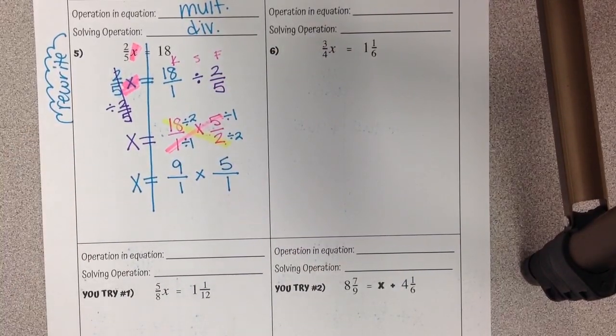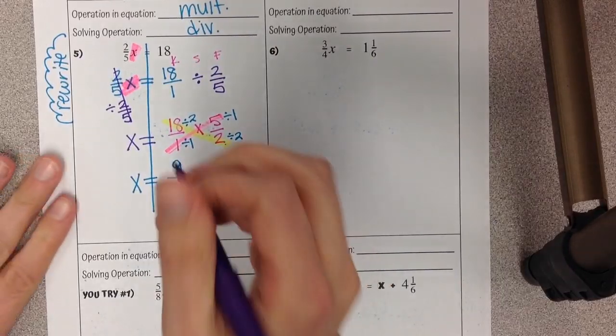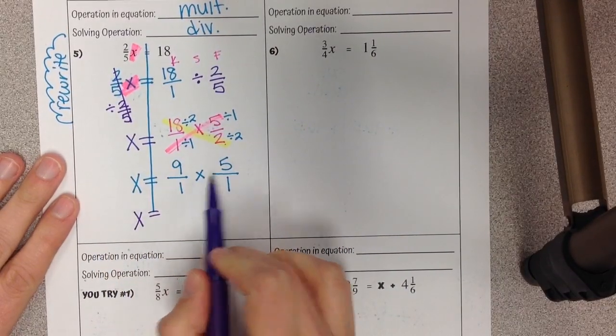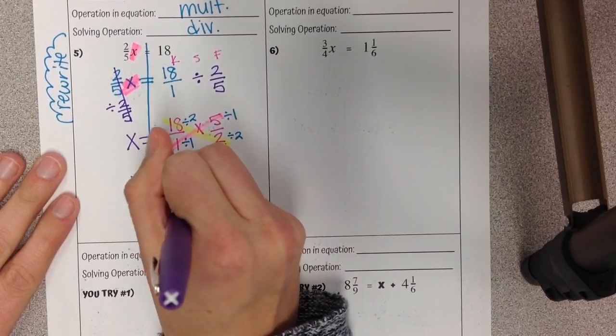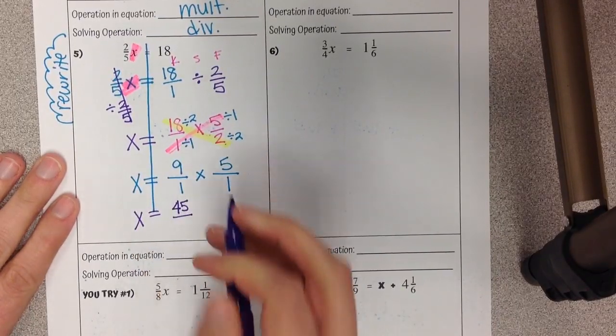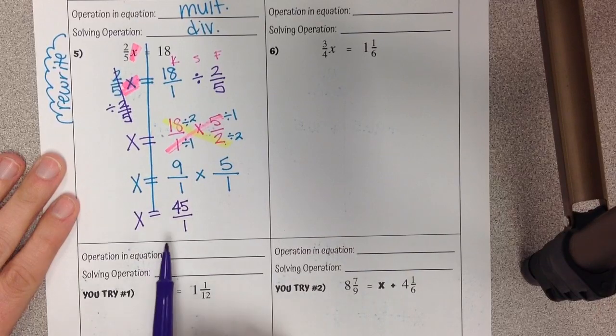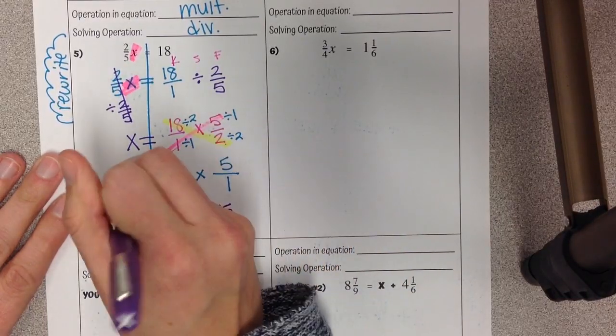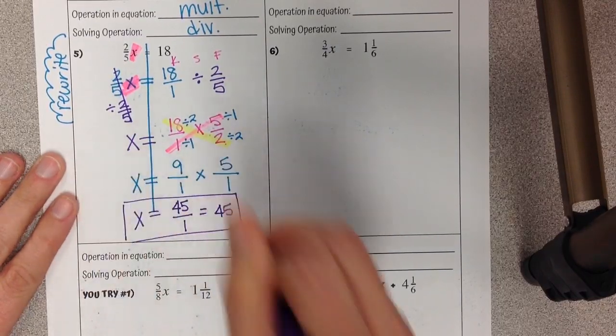Now we can just multiply across. 9 times 5 is 45 over 1 times 1 is 1. So you can write this as 45 over 1, or if you want to just write that as 45, both are okay answers.